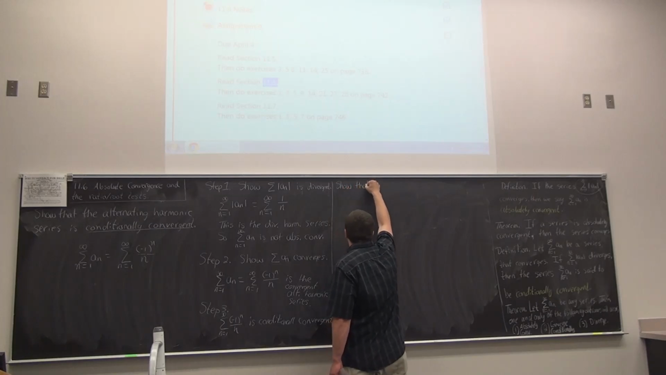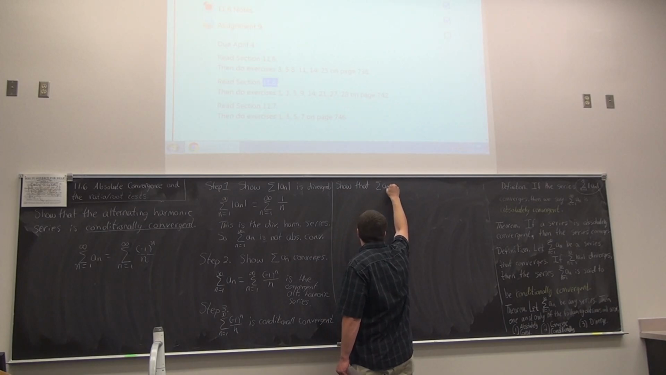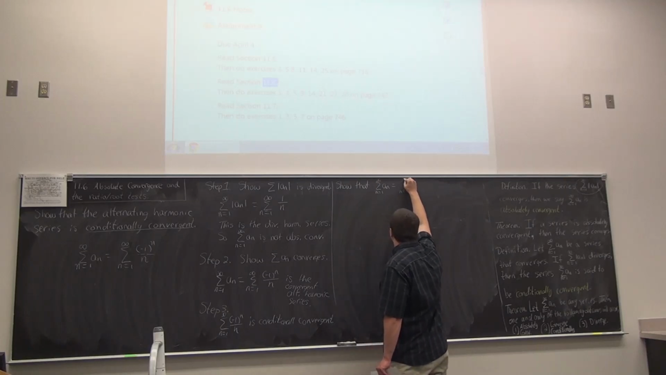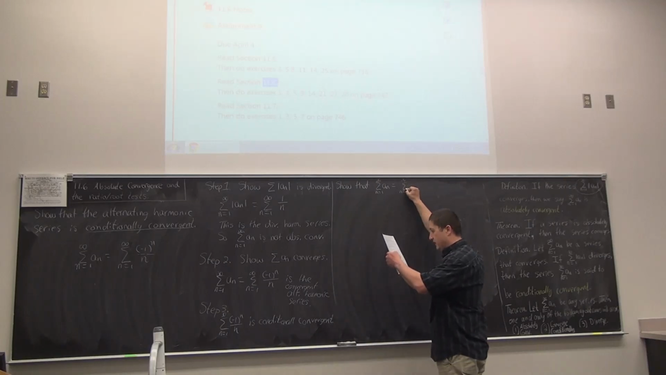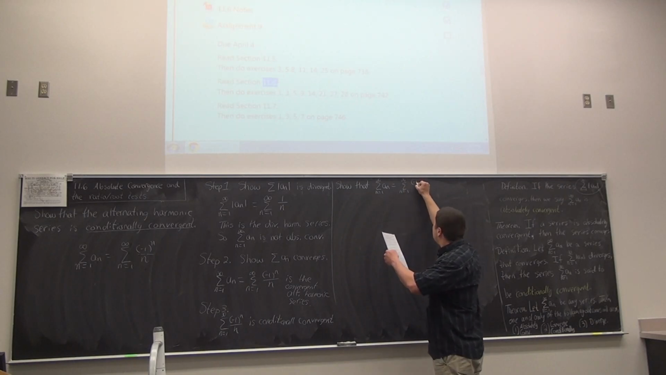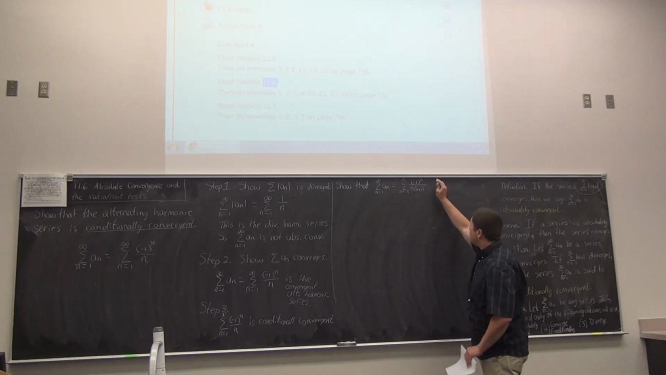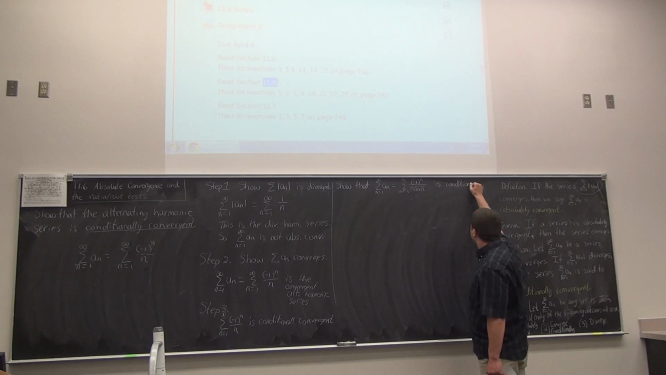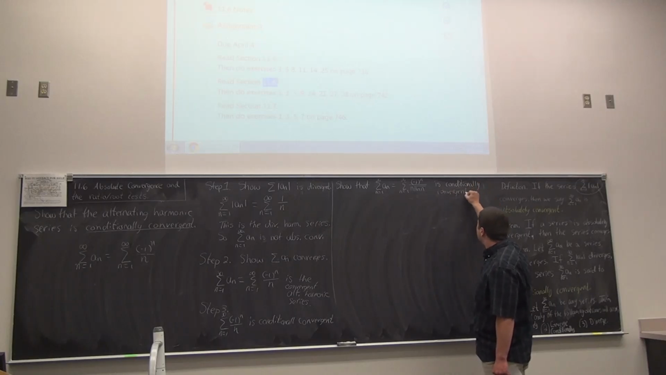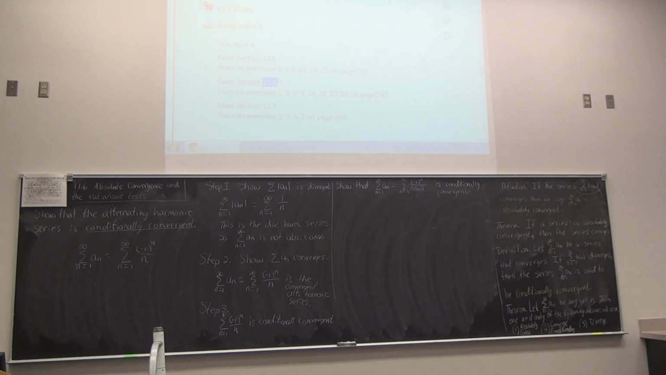Show that the sum of a_n as n goes from 1 to infinity, which is defined to be... let's see here, we should do an exciting one. How about (-1)^n divided by n times the square root of the natural log of n. Show that this thing is conditionally convergent. Okay, so that's our new problem.